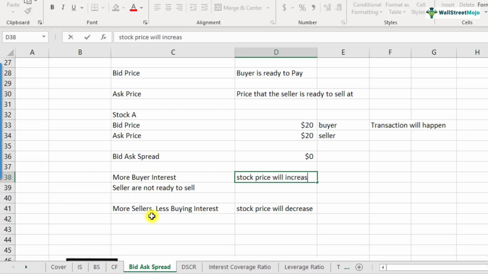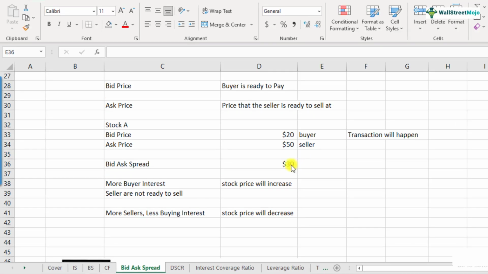Okay, so I hope you understood the overall implications of the bid price and the ask price and how they are matched. Basically the difference between the two, the ask price and the bid price, is known as the bid ask spread. There's one more interpretation about the bid ask spread which I forgot mentioning here. If the bid ask spread is high, like in this case, compared to the stock prices, the spread of $30 is pretty high.